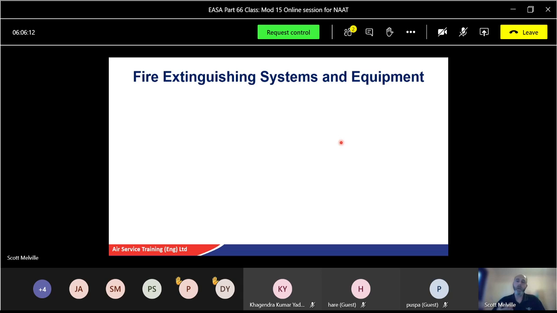So we've got the fire detection and all that. We're now going to look at the fire extinguishing systems and equipment, the bottles and all the other good parts as well.